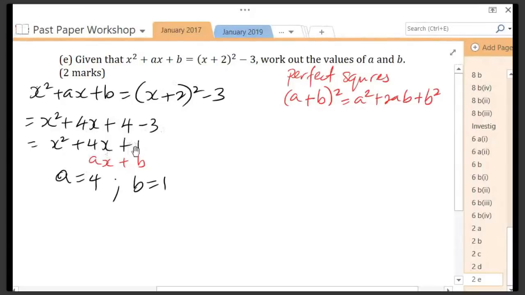So this becomes here, when I remember they want to find out the values of a and b. Well, the coefficient of x here is a, and the constant term b is 1. So therefore a is 4 and b is equal to 1.